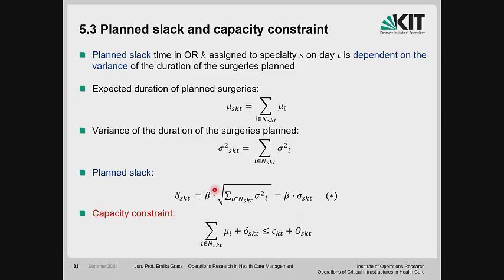And the capacity constraint we have to follow is that our expected duration plus the planned slack time, so the planned unused time, shouldn't exceed the capacity of operating room K on day T plus the overtime we have to take into account. So this constraint has to be fulfilled.